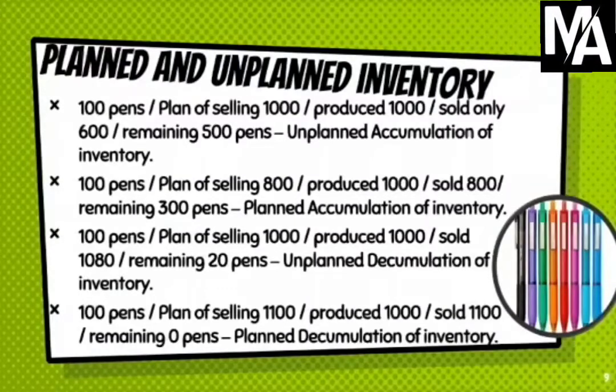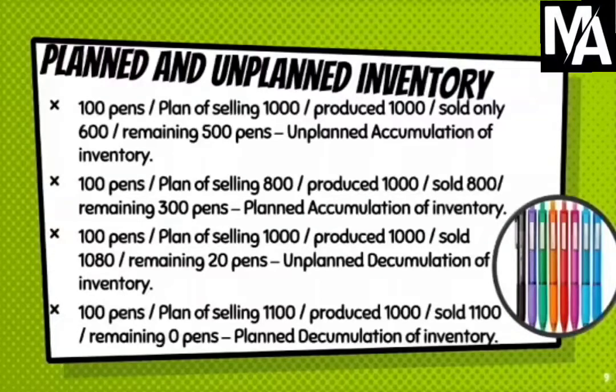Continuing further, the same example, he has 100 pens as opening stock and he plans on selling 800. He produced 1000 pens and he sold 800. So he had 100 pens as opening stock, produced 1000 pens, which means he has 1100 pens. He has planned selling 800, which means he wants 300 pens remaining unsold, and things go according to that person's plan. So with that, he definitely sells 800 pens and 300 pens remain. That is called planned accumulation of inventory or increase in inventory as per the plan.